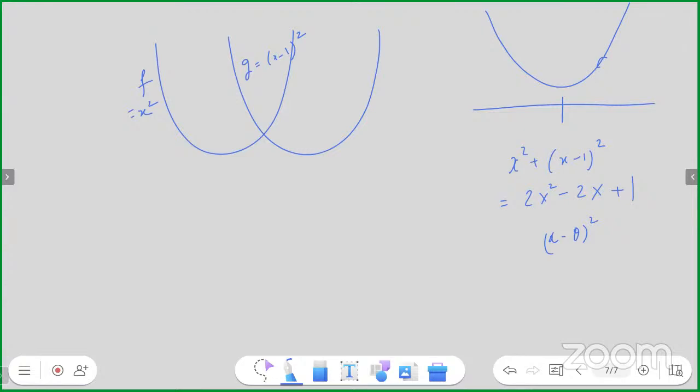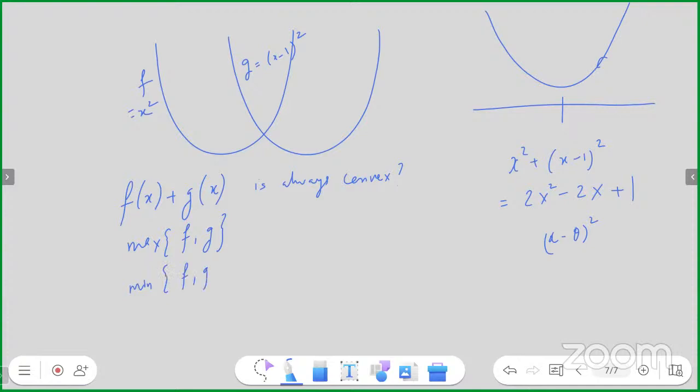We'll give you that this is in fact true. So what do you think happens? Is f of x plus g of x always convex? If f and g are? They are. Okay. What about max of f comma g? And then similarly, min of f comma g. And f compose g. So now I have functions, I can do whatever I want.